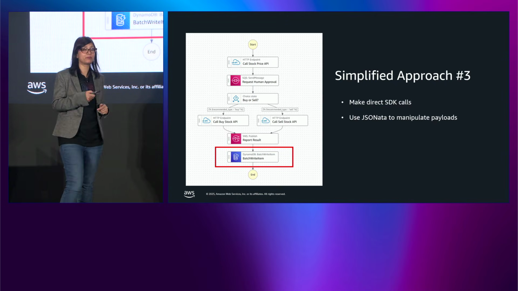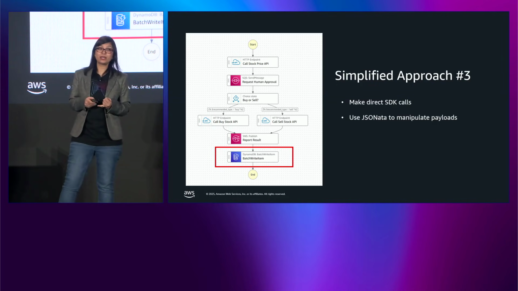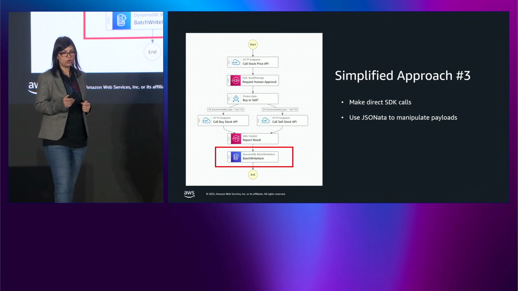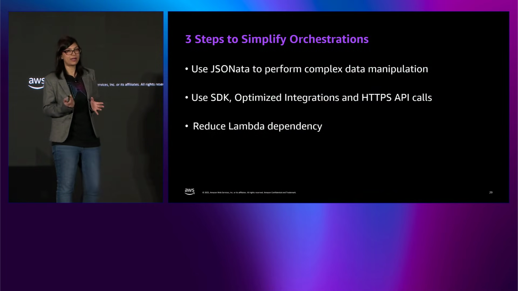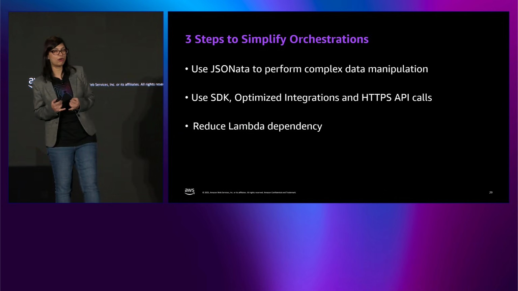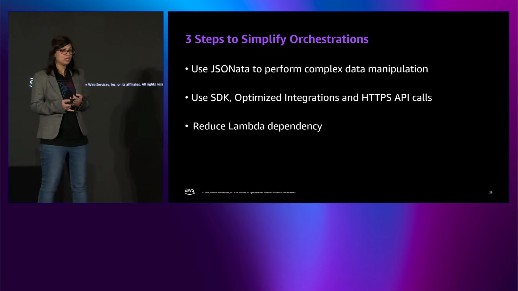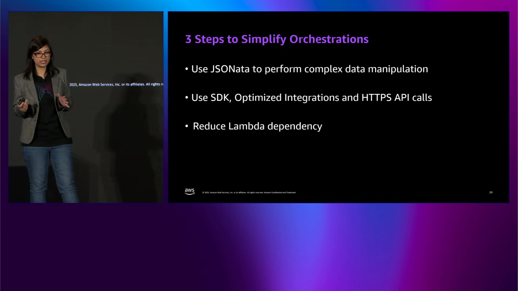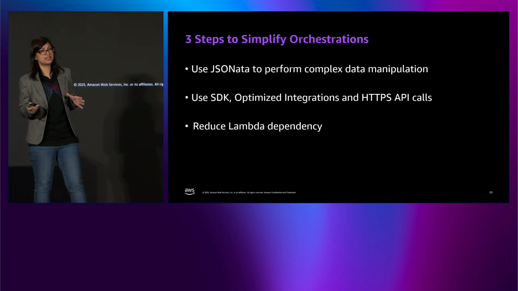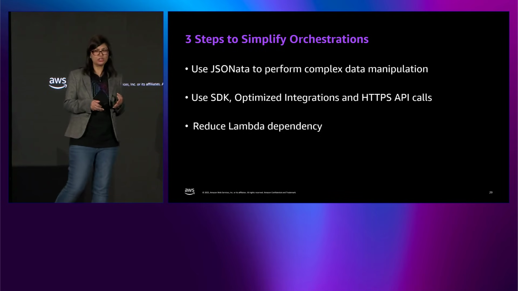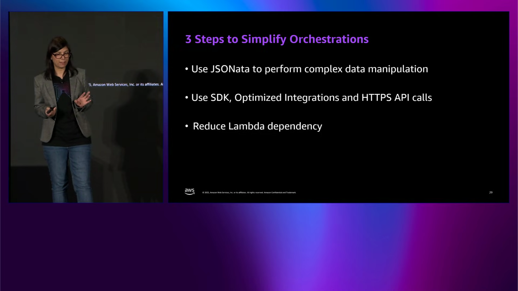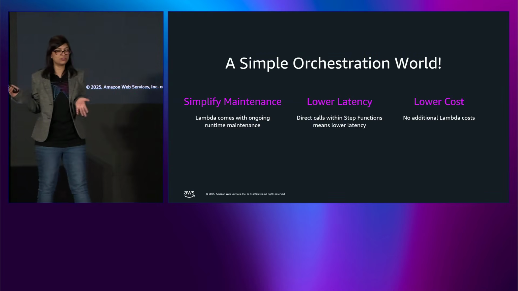Which brings us to the simplified approach, or the strategy number 3. You're going to be making direct SDK calls, and again use JSONata to manipulate the payloads. All right, so 3 steps to simplify orchestrations. Use JSONata to perform complex data manipulation. Use SDK optimized integrations and HTTPS API calls where you can, and reduce the Lambda dependency. Right? JSONata can eliminate a lot of transformation Lambda functions. You're able to eliminate Lambda. You can use your numerical calculations, payload manipulation, everything within Step Functions itself. And that brings us to this simple orchestration world, as we would call it.